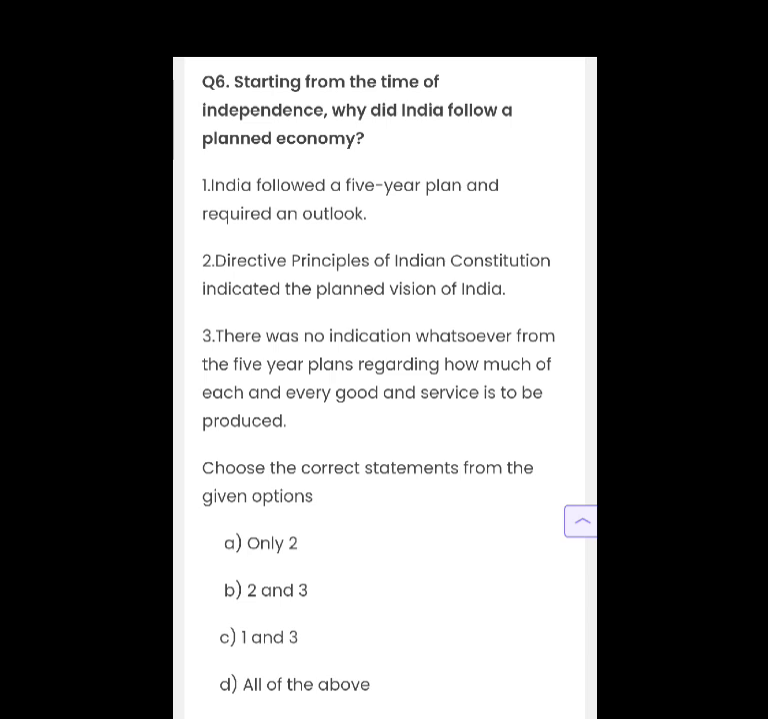So here you might think that all three options are correct, but option 1 is not correct. India followed a 5-year plan and required an outlook. It is correct though, but from the question point of view, it is not correct, and only second and third options are right here.